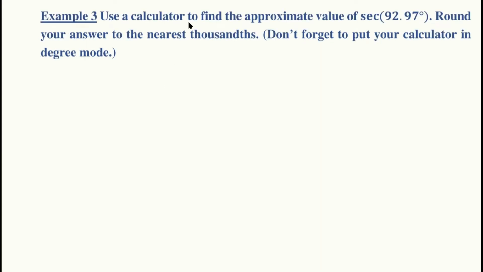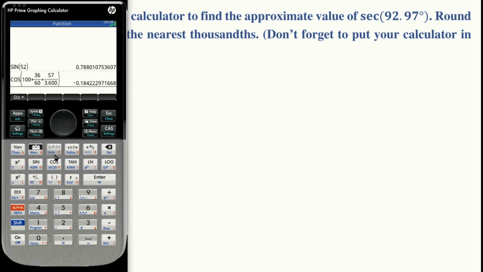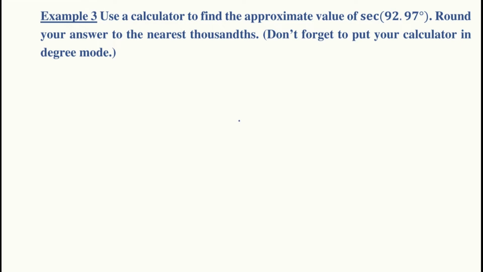All right, so for the next problem, we're going to find an approximate value for the secant of a 92.97 degree angle. And we're going to round to the nearest thousandths again. So notice on the calculator, there is no secant button, right? So we have to do a little bit of work first. Now notice that secant of 92.97 degrees is going to be, you have to use an identity.